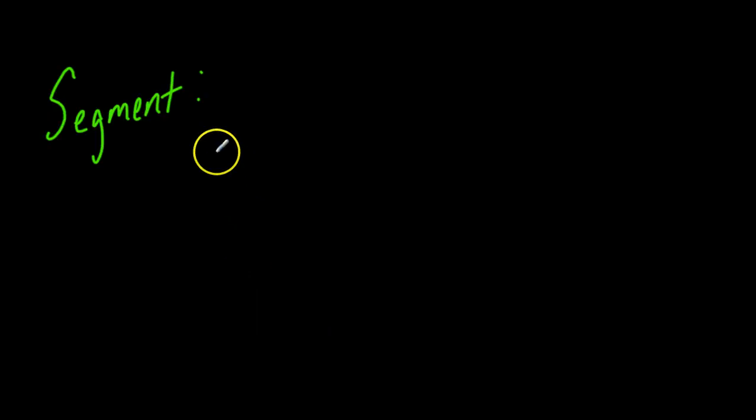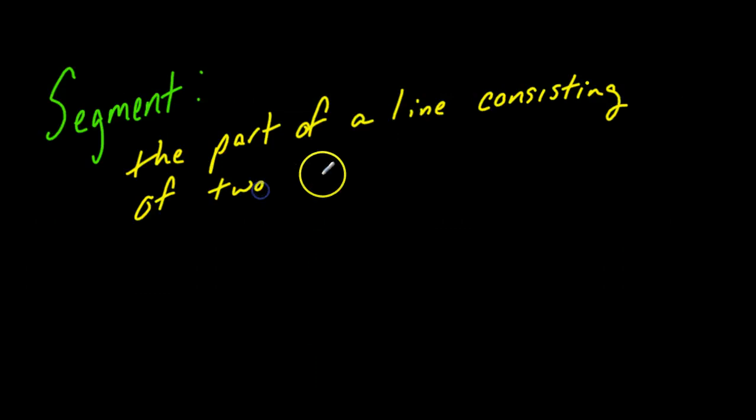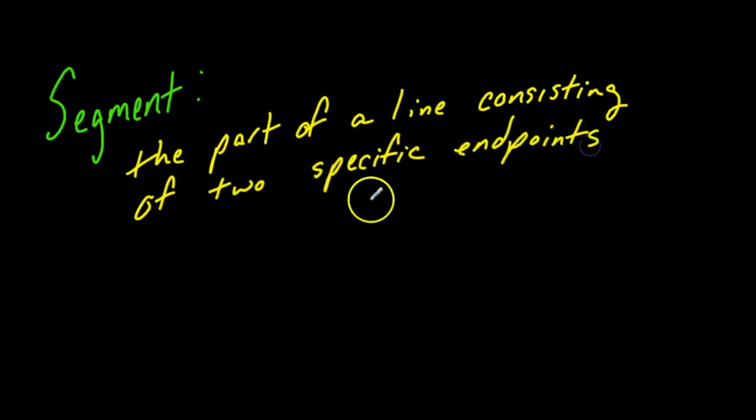Now the first one we're going to talk about is a segment. And what a segment is, it's basically the part of a line consisting of two endpoints. So it's basically a line that has two exact endpoints, two very specific endpoints. And it also includes all of the points in between those two endpoints.